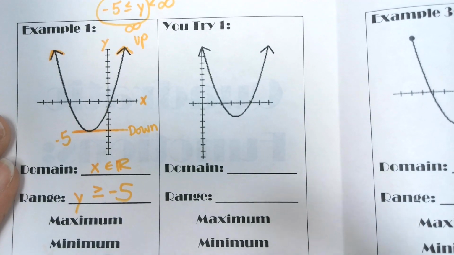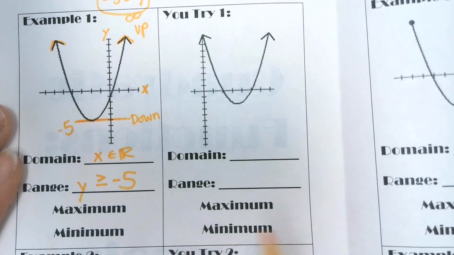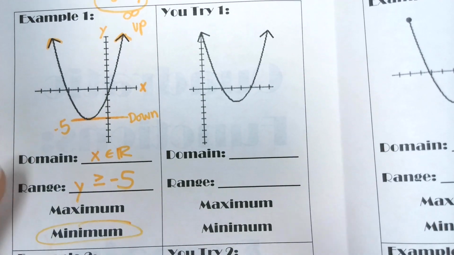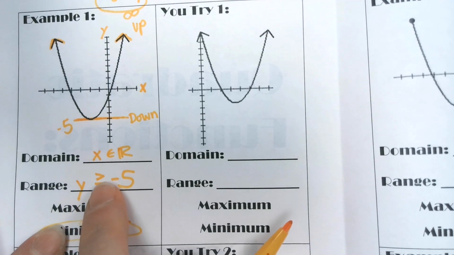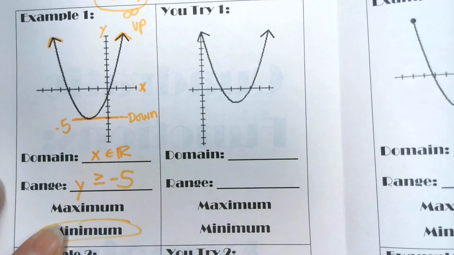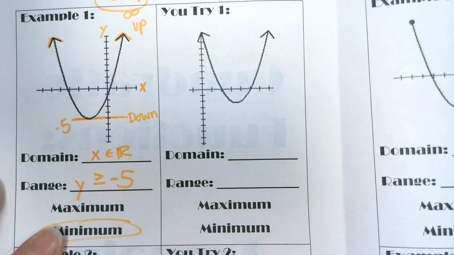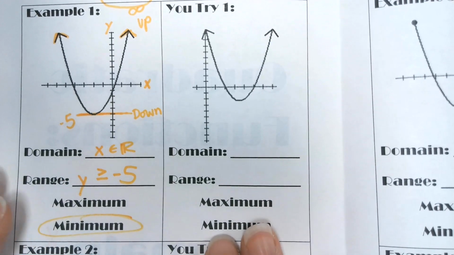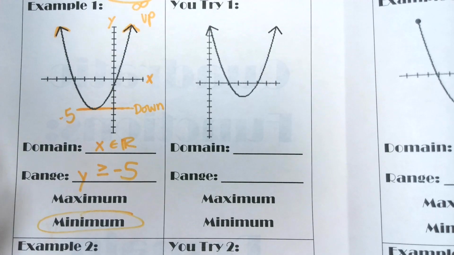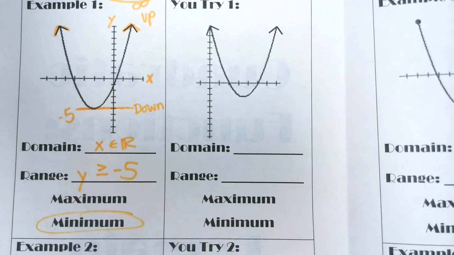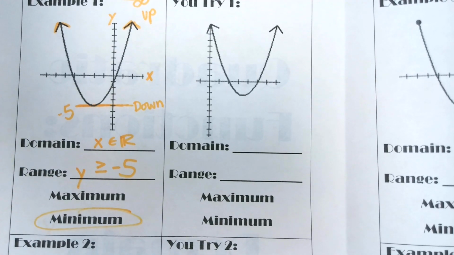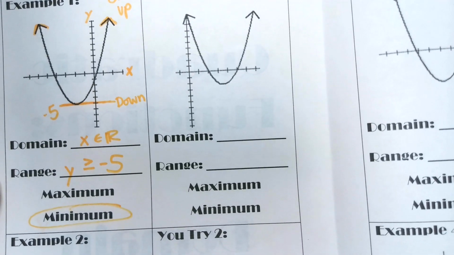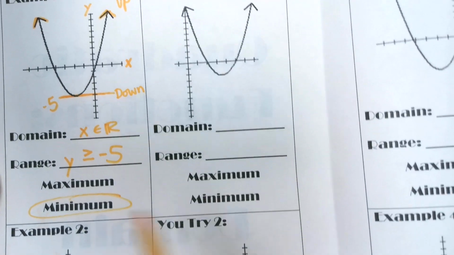And then the last question, do we have a max or a min? Min. We have the lowest point. Anytime you have a minimum, your range is going to be greater than or equal to. If I say I have a minimum of $10 in my account, that means I have $10 or more, right? Some banks charge based on what you have in your account. You have to have $200 in there. If you don't, then they start charging you a fee. So I always try to relate it to money.